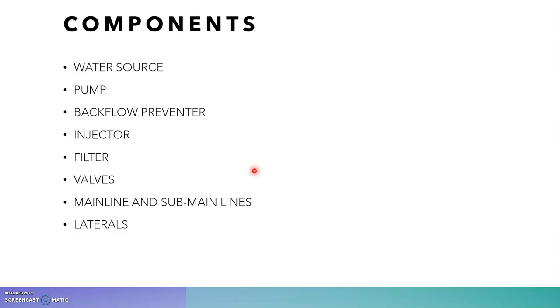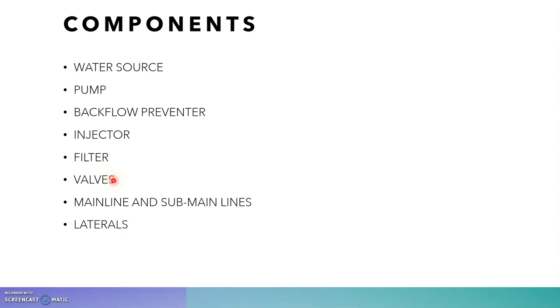So generally the components are moreover similar to the surface drip irrigation system. As we know, we need a water source, and from the water source we need to pump the water. Next, backflow preventer to prevent the backflow of water. Next, injector, which is used to supply the fertilizers through the drip irrigation, and filters, which is mandatory. Otherwise, the emitters will get clogged due to the debris present in the water source.